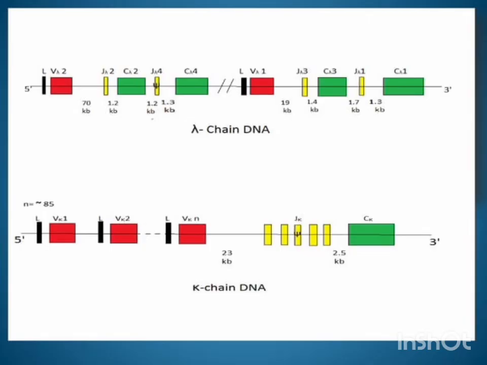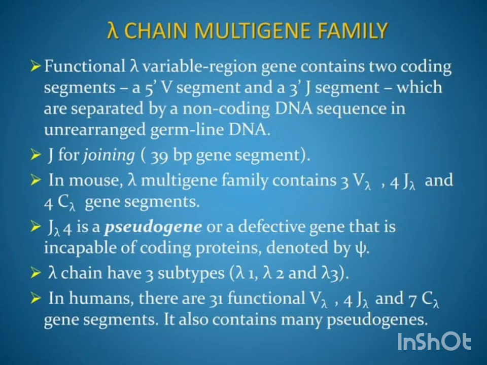And this picture clearly depicts the lambda chain DNA and kappa chain DNA. First, lambda chain multigene family. A functional lambda variable region contains two coding segments which are separated by non-coding DNA sequence in unarranged germline DNA. J for joining, and J lambda 4 is a pseudogene, a defective gene that is incapable of coding proteins, denoted by psi. Lambda chain has three subtypes, lambda 1, lambda 2 and lambda 3. They also contain many pseudogenes.